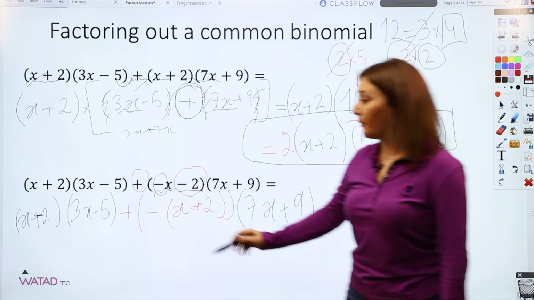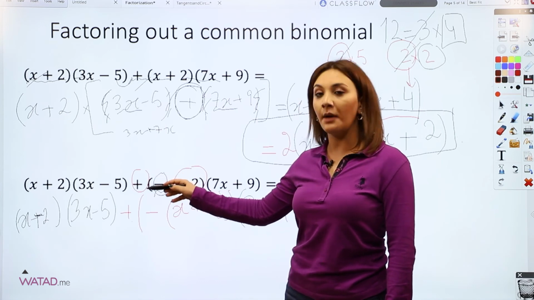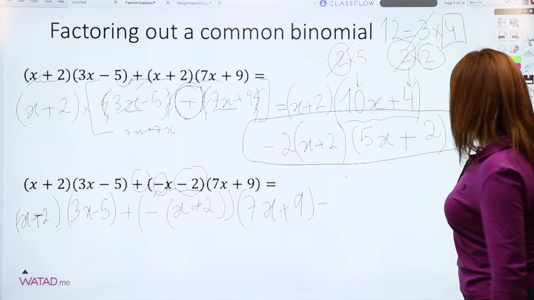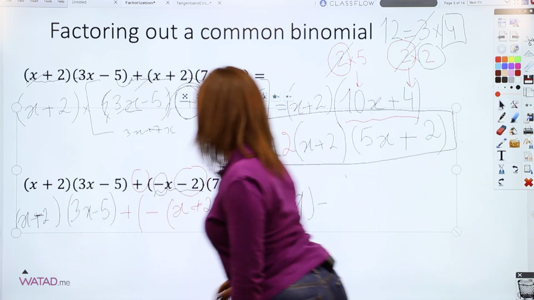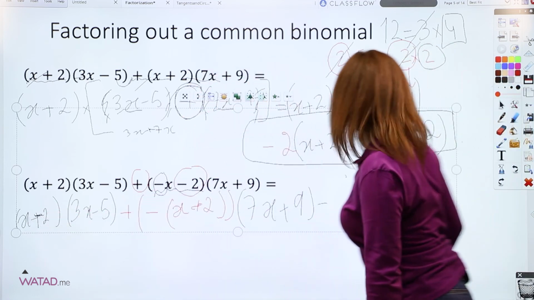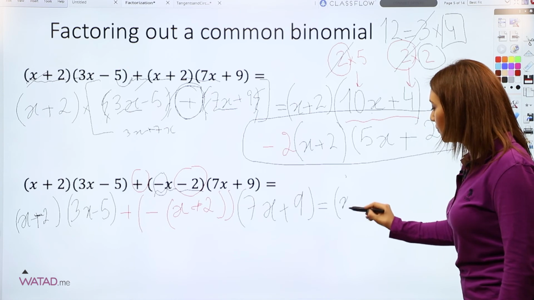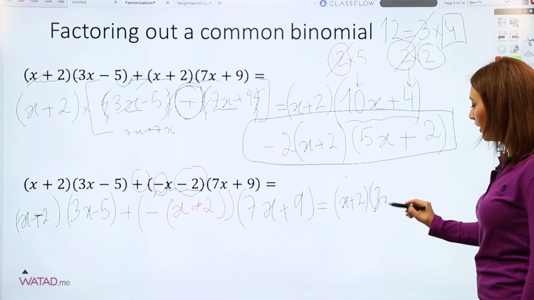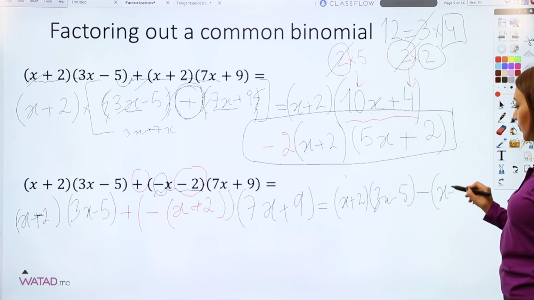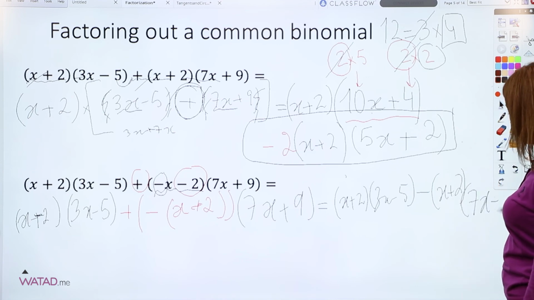Okay? Now, plus multiplied by minus is minus. So I don't have a sum anymore. I have a subtraction now. Okay? I will write the new expression. So this is x plus 2 into 3x minus 5. Plus times minus is minus x plus 2. I changed the whole operation into 7x plus 9.